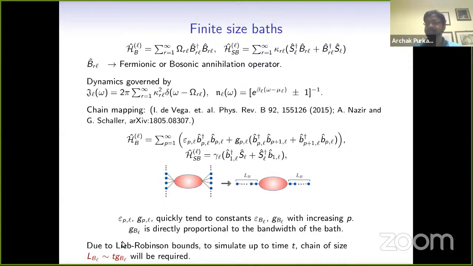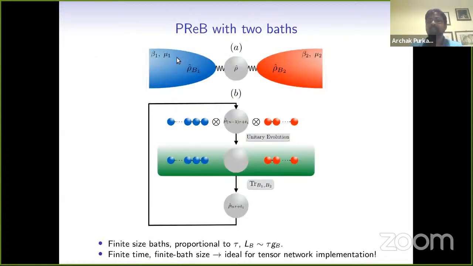Now remember that we actually do not need to go even up to a long time t, but some small time tau. So we actually can get away with finite size baths. So let's look at how this looks with two baths.